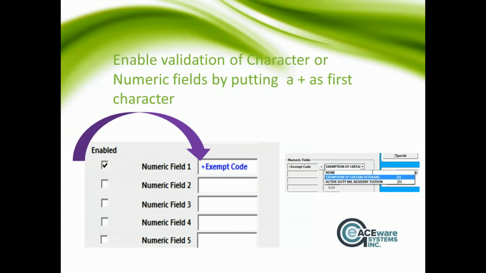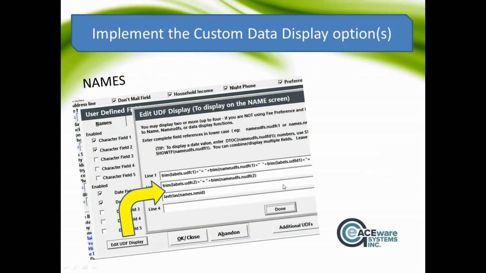Enable validation. This is something on number fields and character fields in the user-defined area. By putting a plus as the first character of the label of the field, you can have it be a validated field where you can add the options like you do with regular validation. What are the choices you're going to let a user have when they put a value in that field?